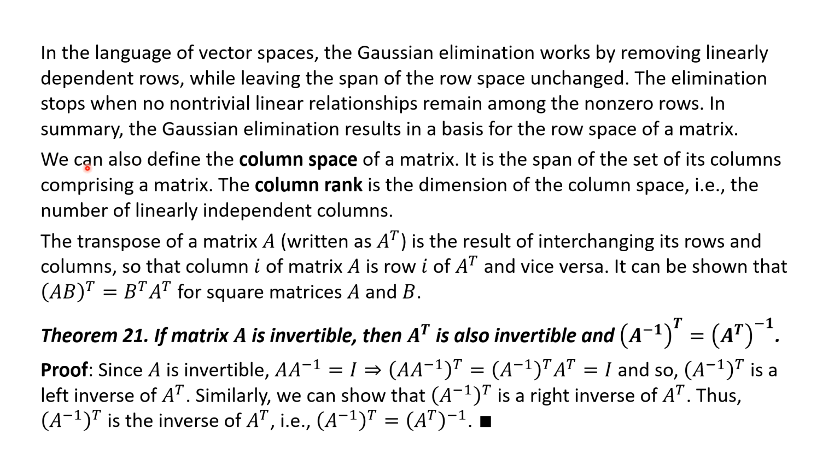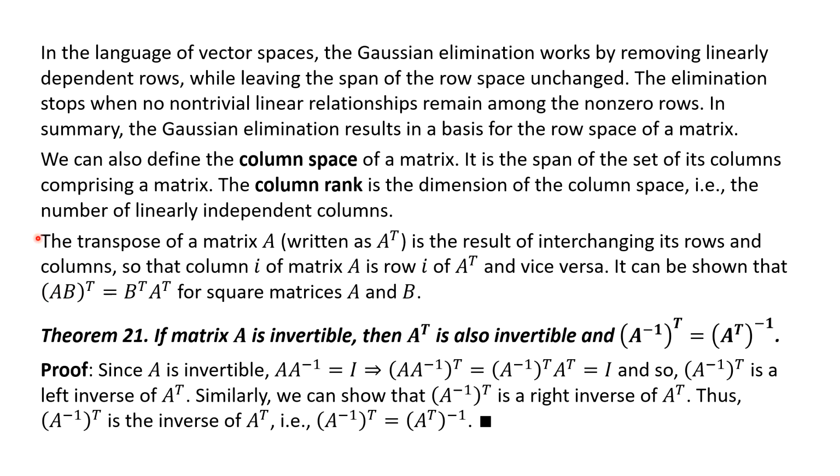And we can do the same thing with the column space. We can define the column space of a matrix as the span of the set of matrix columns, and the column rank is the dimension of the column space, the number of linearly independent columns. We'll prove later that the column rank and the row rank are the same. That's not obvious, but the column space and the row space span a space of the same dimension, which is a little bit surprising. So we'll get to that later.